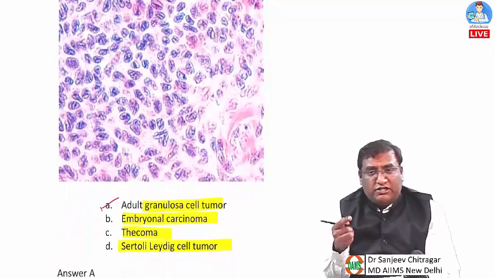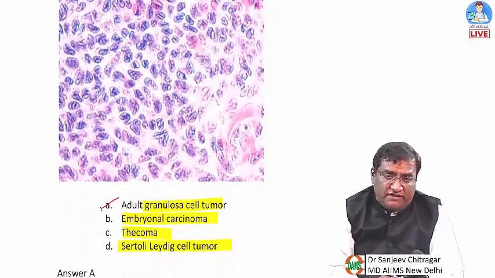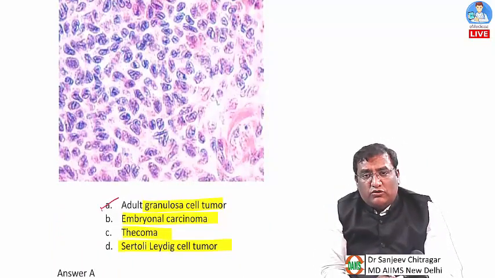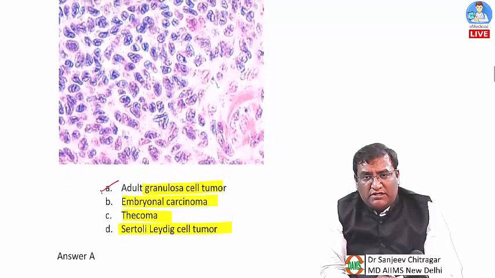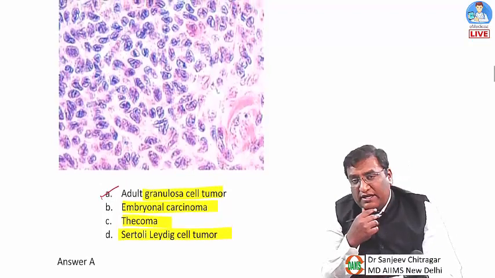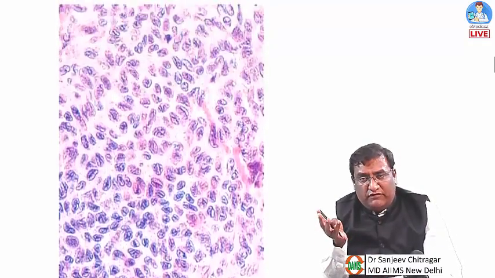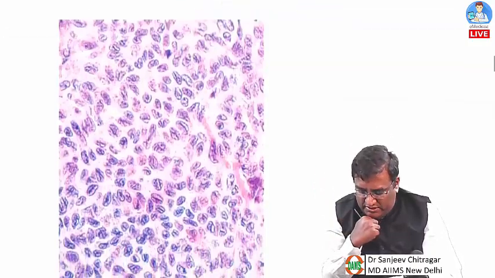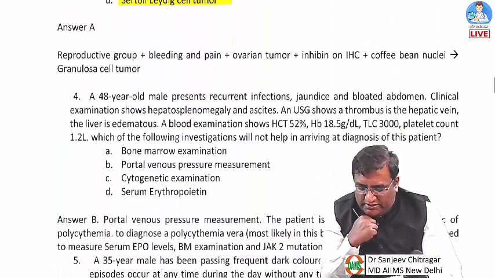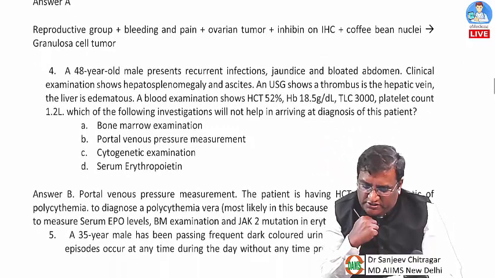Of course, granulosa cell tumor can occur even in childhood as well. Anyway, this is a granulosa cell tumor. Sertoli-Leydig tumor, no, this is not. In Sertoli-Leydig tumor, you might see Reinke's crystals, etc. Thecoma, fibroma, again, not. It will not have inhibin as a marker, right? Yes, next question. Let us look at the next question now.